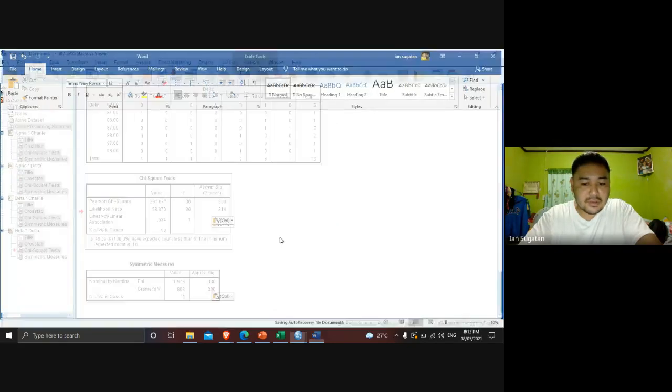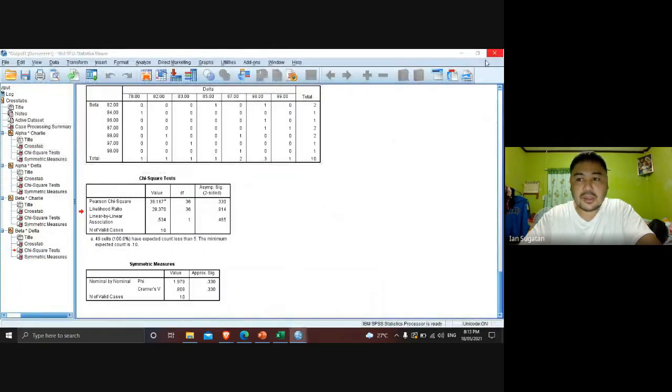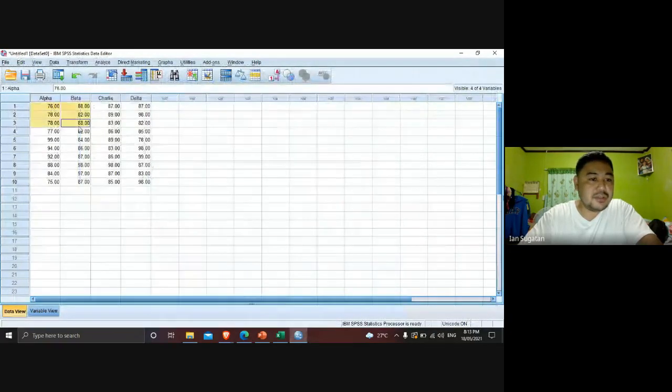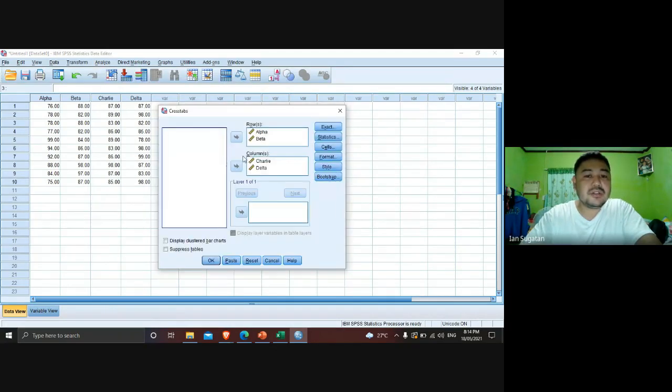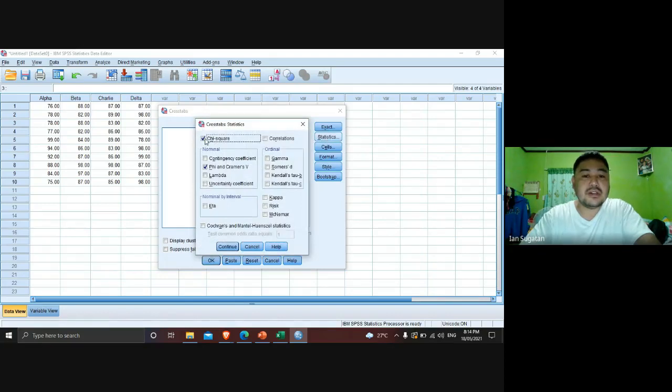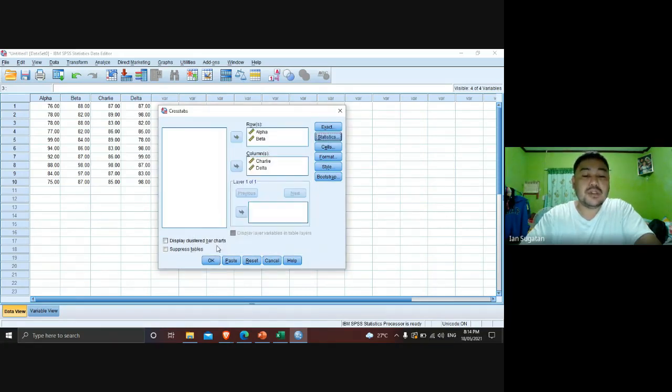Okay? So again, kung paano nyo himuon, add kamo guys sa analyze, and then go to descriptive statistics, and then crosstabs. Pag na-click nyo ang crosstabs, ipasulod nyo ang alpha, beta, Charlie, Delta sa rows and columns. After that, go to statistics, and then chi-square. Piliin ninyo sa nominal value ang phi and Cramer's V, then continue, then okay.